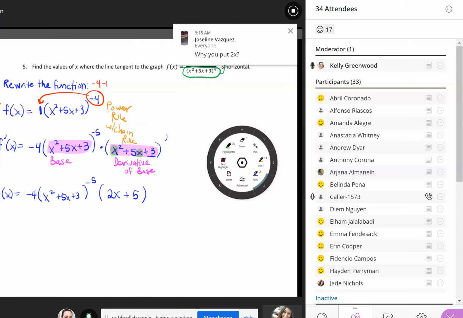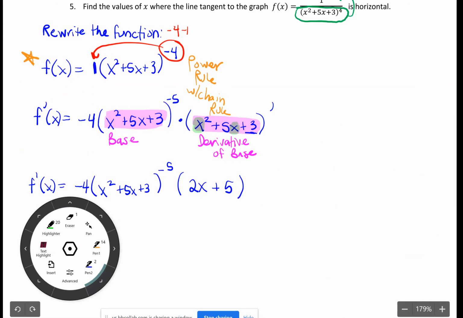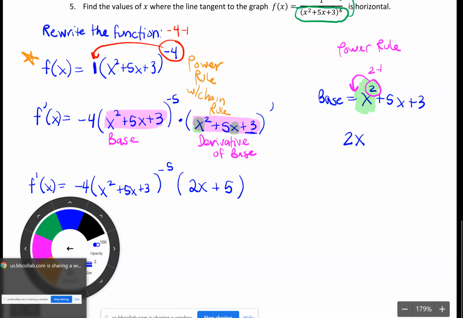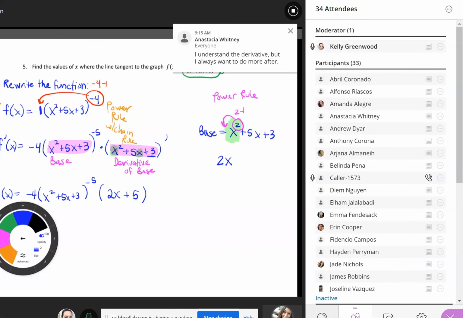Okay, so there's a question why I put 2x there. That's because when I took the derivative of my base, so let me come over here. My base looked like this. My base was a trinomial. I'm just going to take the derivative of each term. So I looked at my first term, x squared. So I'm going to use my power rule for that. The power rule says you drop the exponent down to the front. So that would be a 2. I rewrite the base, and then I decrease it by 1. But you don't put that understood 1 exponent because it could look like a prime.